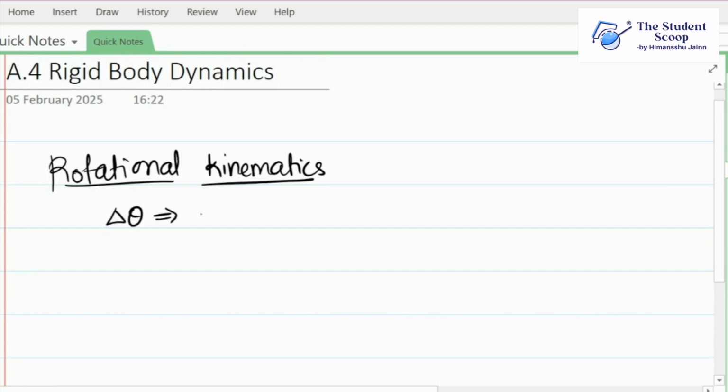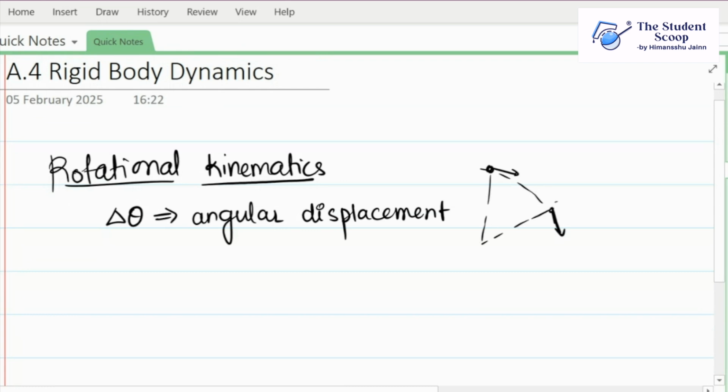Delta theta talks about angular displacement. Angular displacement is basically how much angle is traced by an object when it is moving on a certain path. So if it is going from here to here, what is the angle traced by it with respect to a center? That is the angular displacement. And it is always measured in radians.